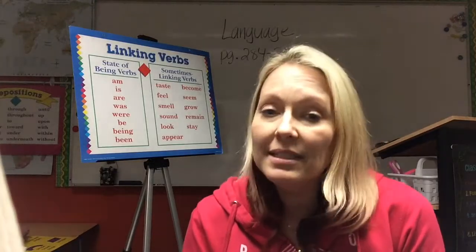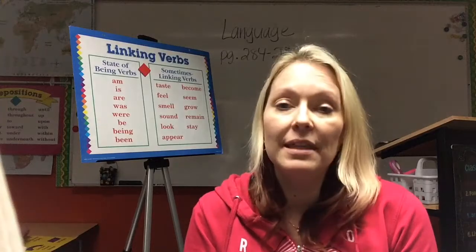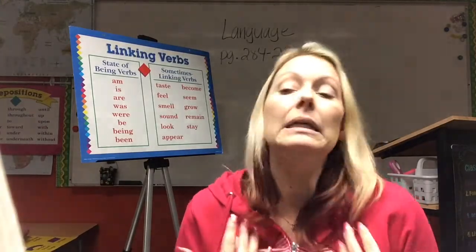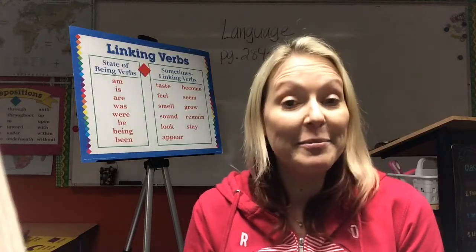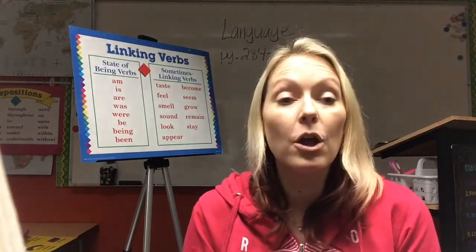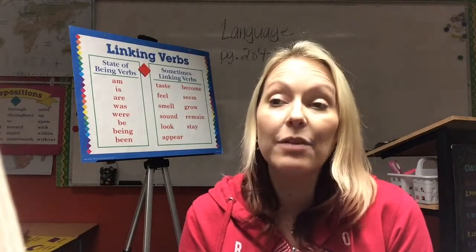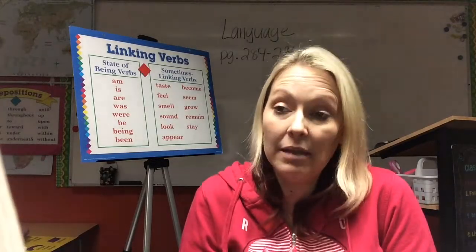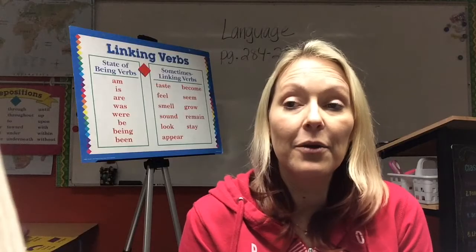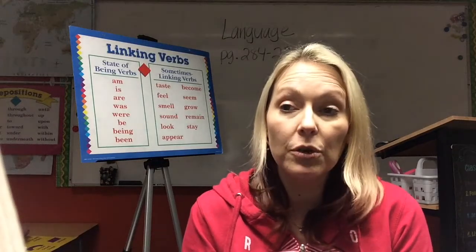Now whom did they send the money to? They sent the money to me. I would like them to send me some money. Okay, they sent it to me. So we would put IO above me as our indirect object because that was who was receiving the money, right? Okay, so take a look. Did you get that down? Awesome. Okay, so then we have number 2.